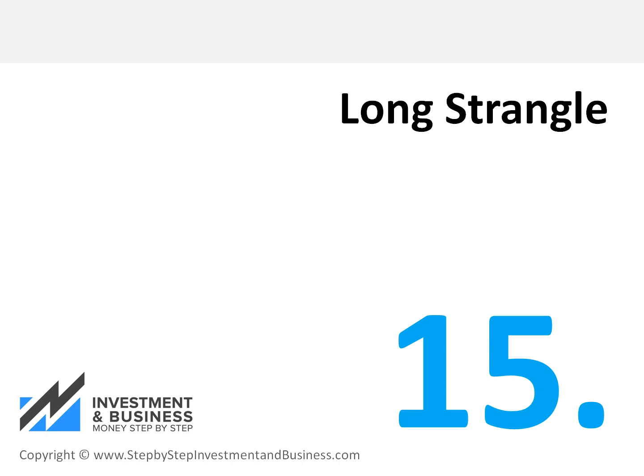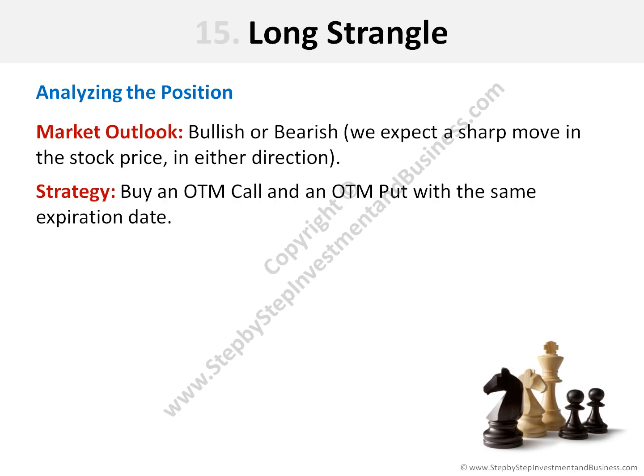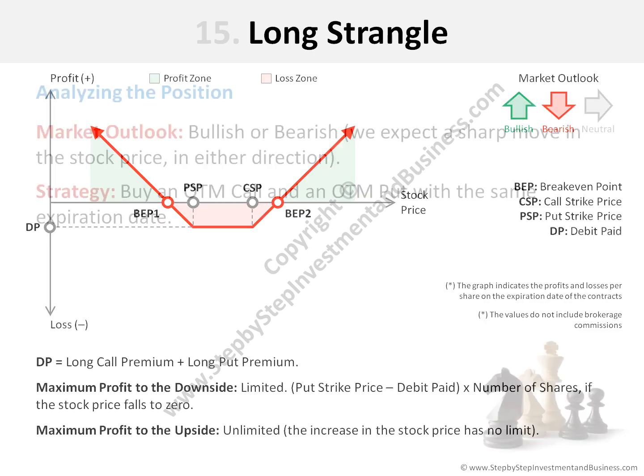We begin with Chapter 15. In this chapter, we will analyze in detail the Long Strangle strategy. The Long Strangle position is used when the market outlook is bullish or bearish. That is, we expect a sharp move in the stock price in either direction. The strategy consists of buying an out-of-the-money call and an out-of-the-money put with the same expiration date.